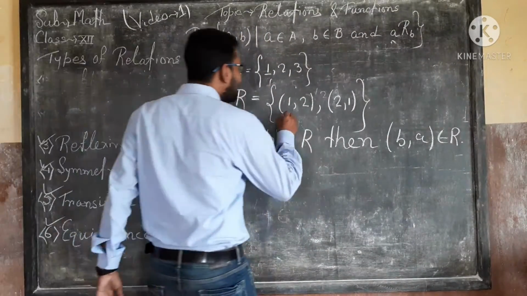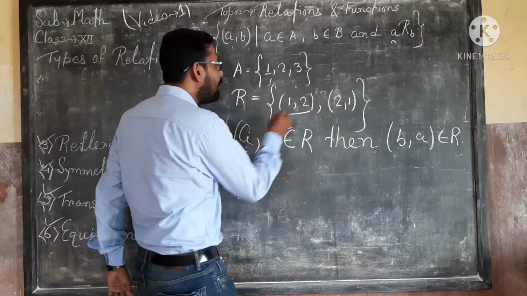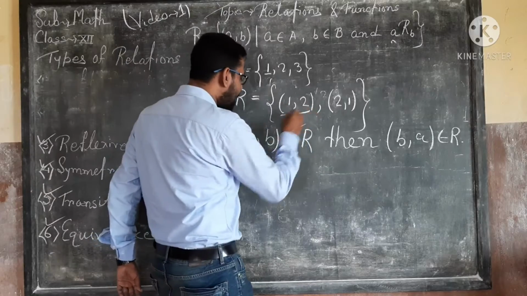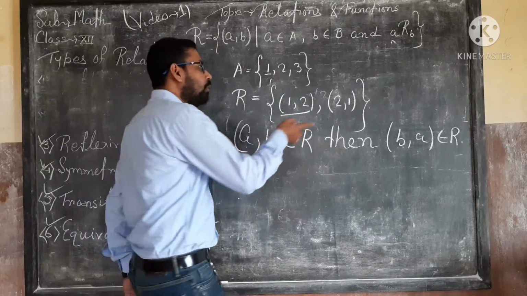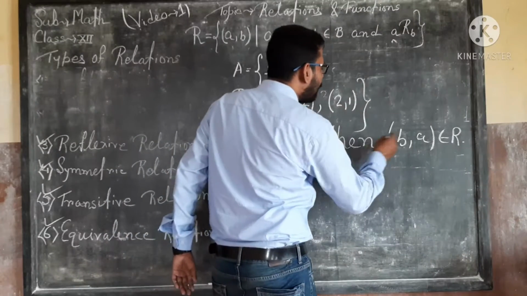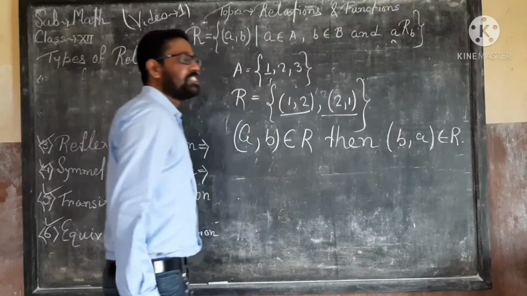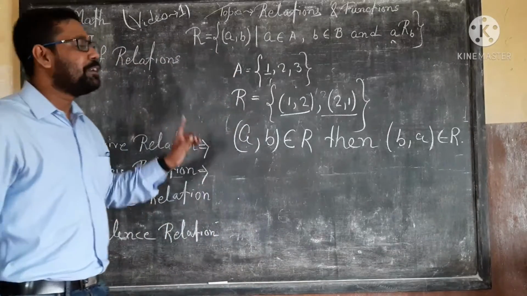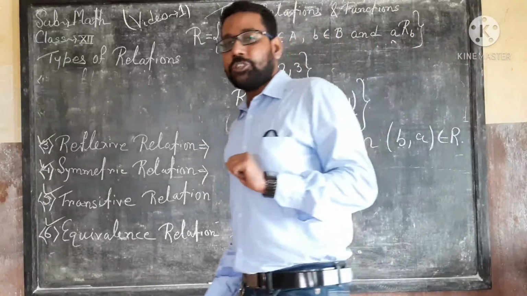So if you consider any ordered pair (a, b), this time the value for a is 1 and b is 2, that means (a, b) belongs to R, then (2, 1) also belongs to R, that means (b, a) also belongs to R. So this relation satisfies this criteria, that means this relation is the example for the symmetric relations. Okay?